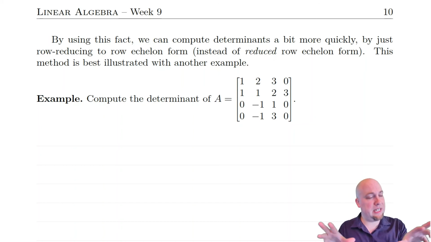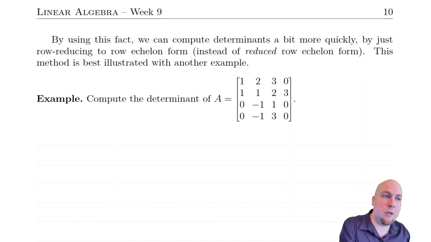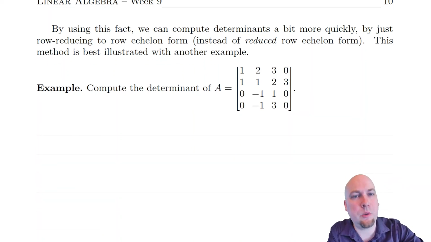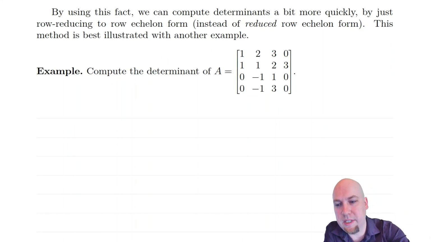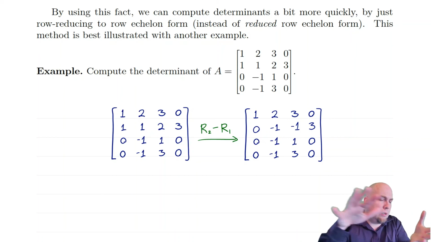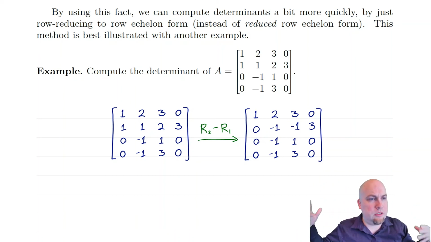This time we're going to do basically the same thing that we did in the previous example, except now we're not going to go all the way to reduced row echelon form. We're only going to go to row echelon form, and this will make the computation a little bit quicker. All right, so we're going to compute the determinant of this lovely matrix here. And again, same thing as always, okay? To get in row echelon form, just do the same thing that we did when trying to solve linear systems. Just do Gaussian elimination.